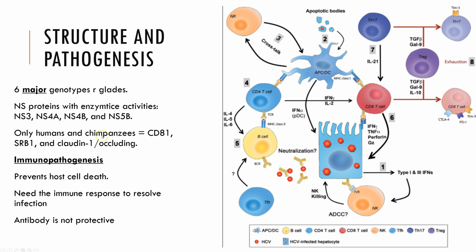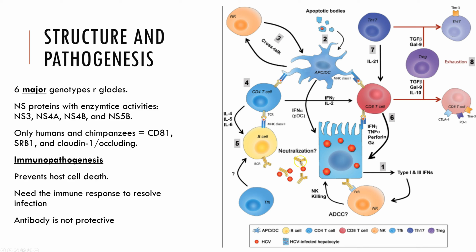Only humans and chimpanzees are able to be infected, and it binds to a lot of different cell surface receptors on hepatocytes and B cells: CD81, SRB1, Claudin-1, and occludin. Replication for HCV is really hard to figure out. It doesn't grow well in culture, so we're going to skip over that for now. We're going to talk about the pathogenesis.